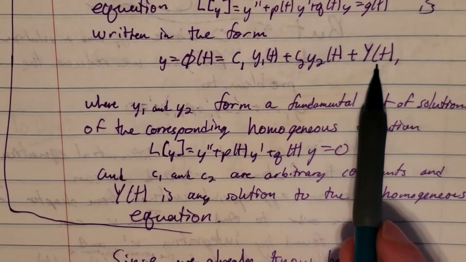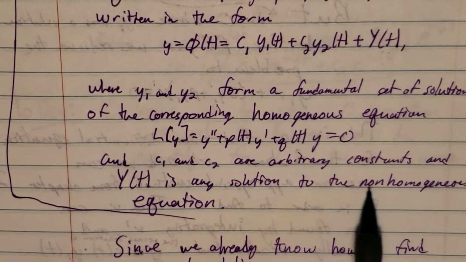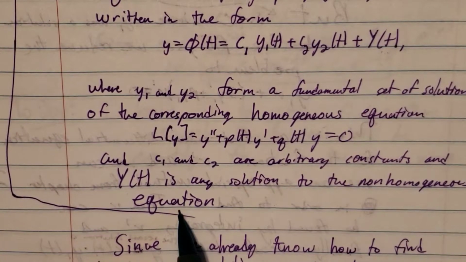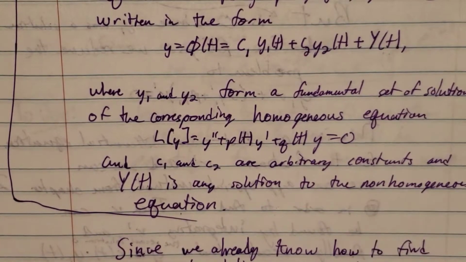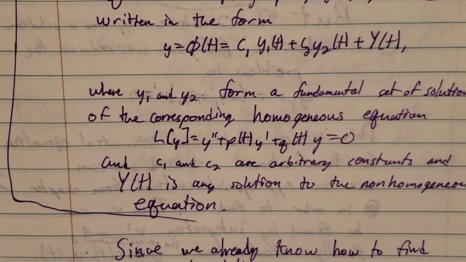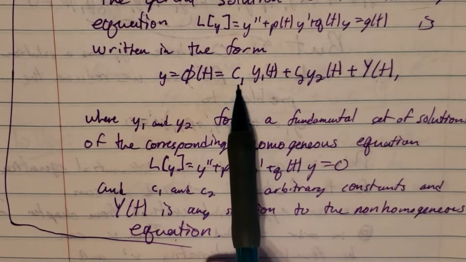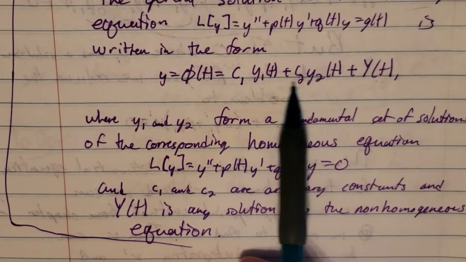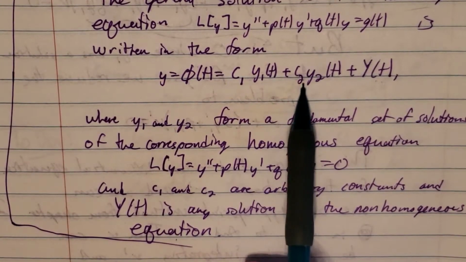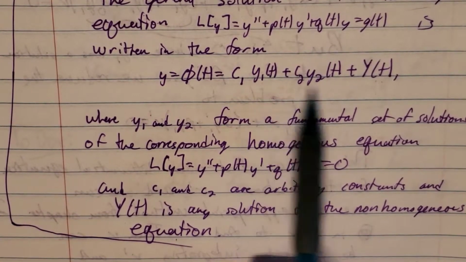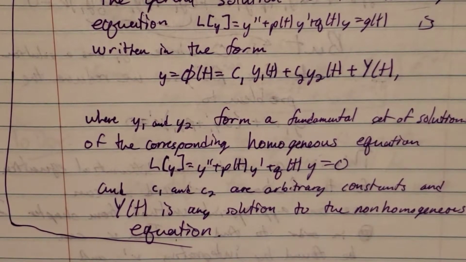But what is this capital Y of t? Well, capital Y of t is any solution to the non-homogeneous equation. So what we're going to have to do is find a single solution to the non-homogeneous equation, and the total general solution then will be the general solution to the homogeneous equation, plus one particular solution to the non-homogeneous equation.